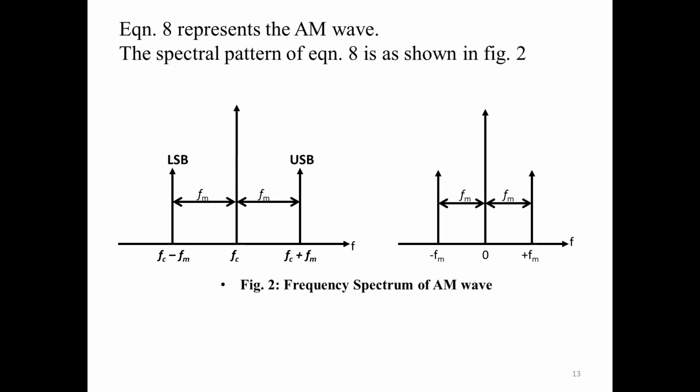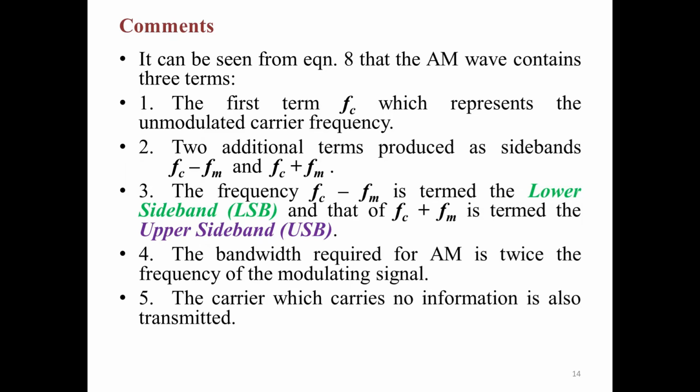And if you put that equation 8 into a spectrum analyzer, it will yield Fig 2. In that Fig 2, you will now see that FC is at the center, and FC plus FM is to the right, and FC minus FM on the left. So the spectrum analyzer will give this plot. Now, comment. It can be seen from equation 8 that the amplitude modulation wave contains 3 terms. 1. The first term, FC, which represents the unmodulated carrier frequency. 2. 2 additional terms produced as sidebands at FC minus FM and FC plus FM.